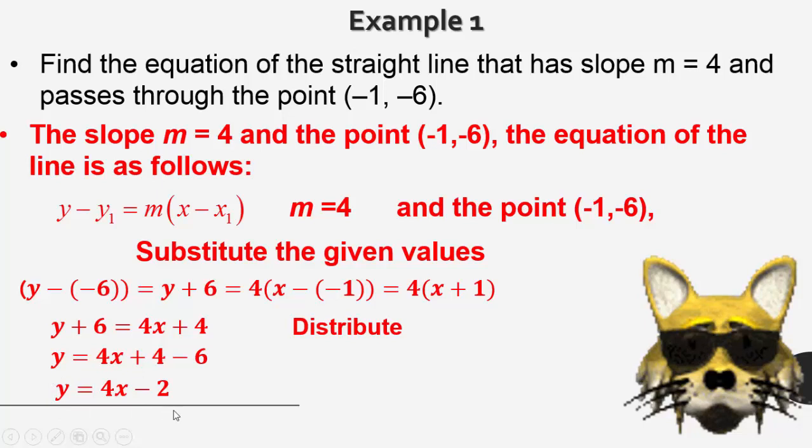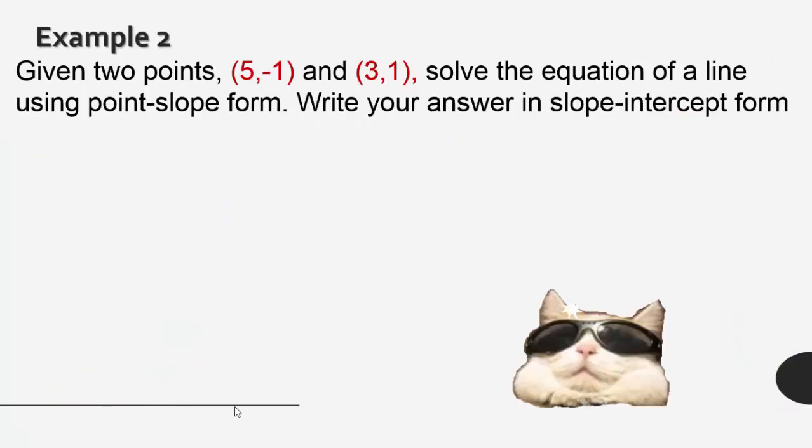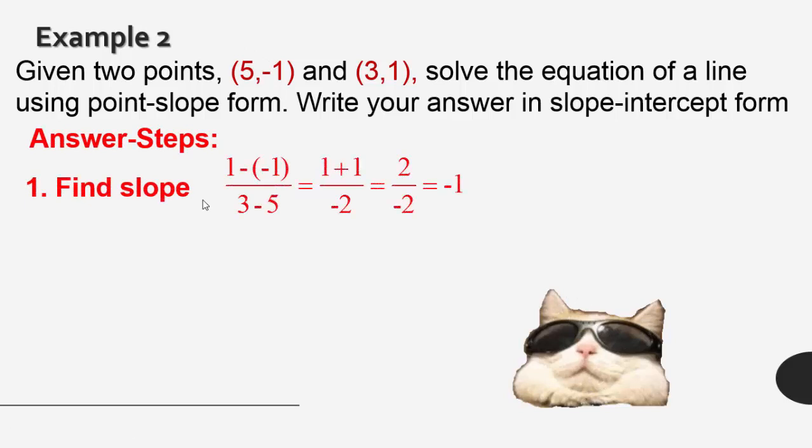In example number 2, given 2 points, (5, -1) and (3, 1), find the equation of a line using the point-slope form and write your answer in slope-intercept form. Here we're going to work this out in steps. The first step is to find the slope. In order to find the slope, we have to use the slope formula. Recall that the slope formula is y2 minus y1 over x2 minus x1.